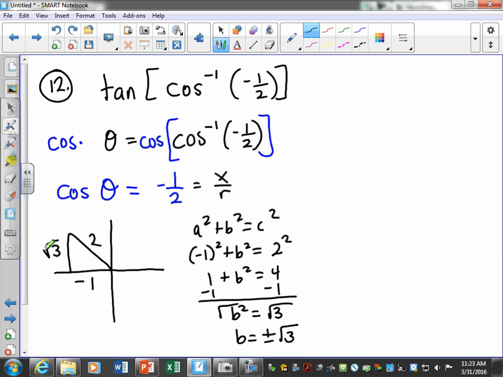And then keep in mind we're looking for the tangent of theta, which is defined by y over x. So tangent theta is equal to the y value, what's our y value? Square root of 3. What's our x value? Negative 1, so it's just going to be negative square root of 3.